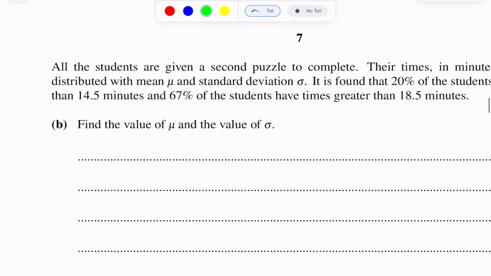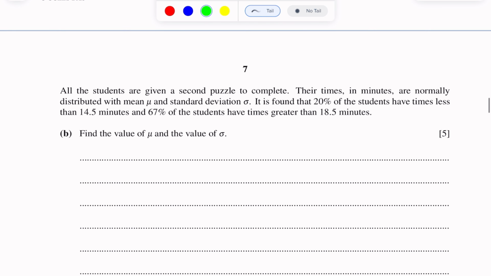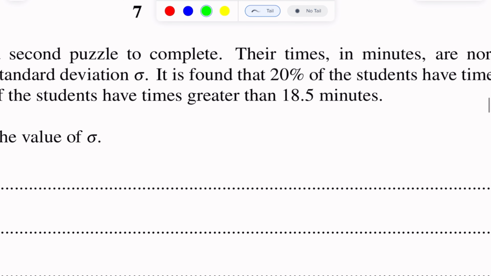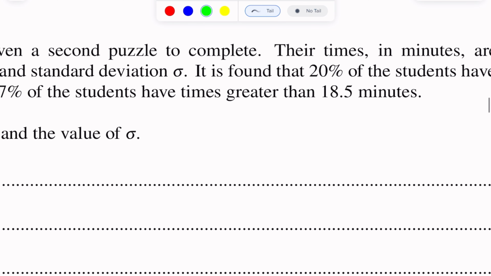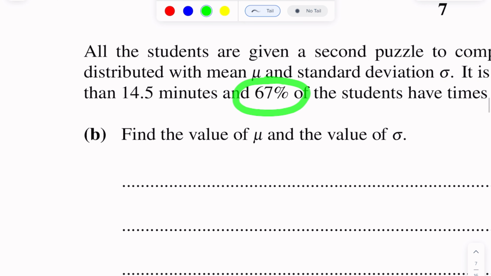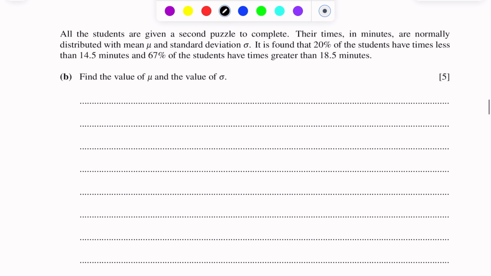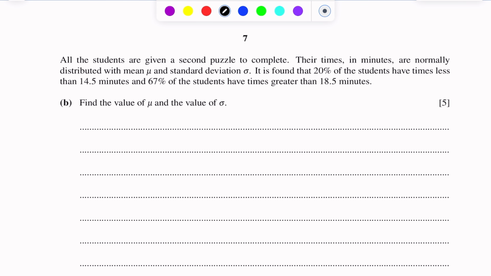By this statement of the question, we will get two equations. Then we will solve these two equations simultaneously to get mu and sigma. The probabilities for both cases are given: 20% is a probability, and 67% is also a probability. Again, this question is of normal distribution, so we will use the same process. X follows normal distribution with mean mu and variance sigma square.